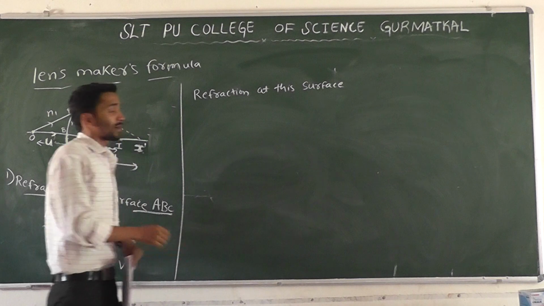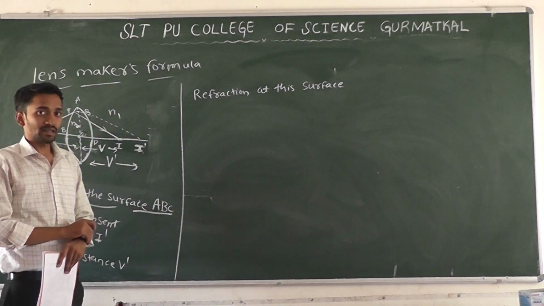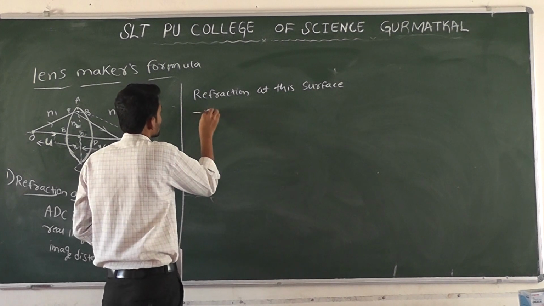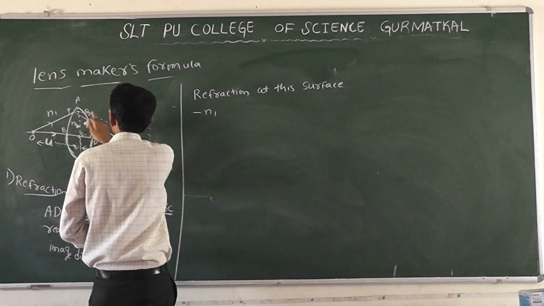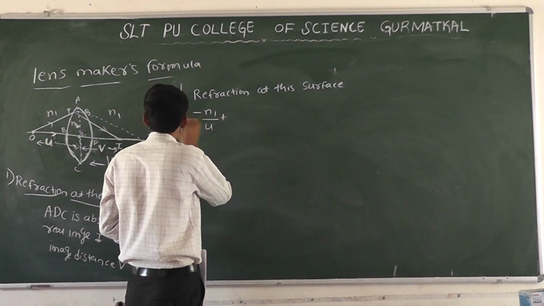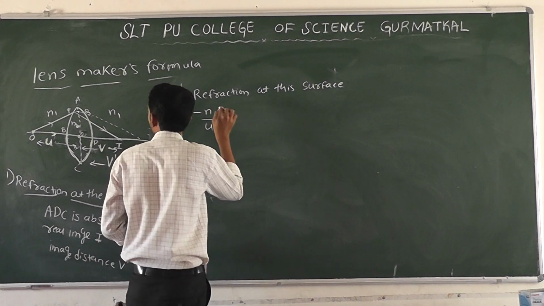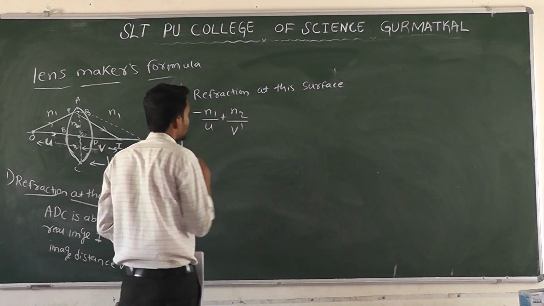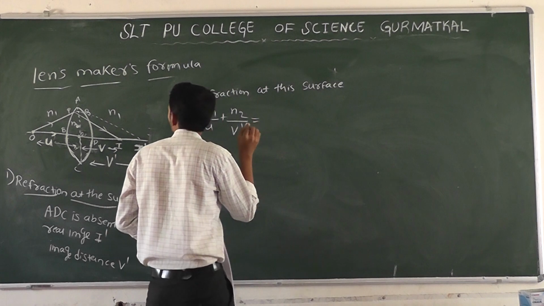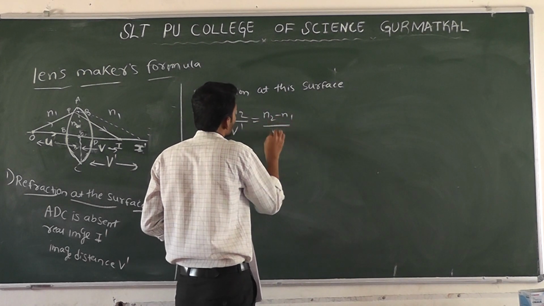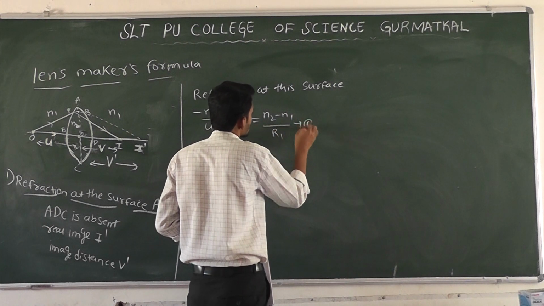So refraction at a spherical surface, we have already completed a derivation. We are using the same equation here. So what is the equation? The light ray is coming from refractive index n1 to refractive index n2, and the object distance is u, plus it is incident to the surface n2, and image distance is v dash, is equal to n2 minus n1 by R1, the radius of curvature of the first spherical surface.